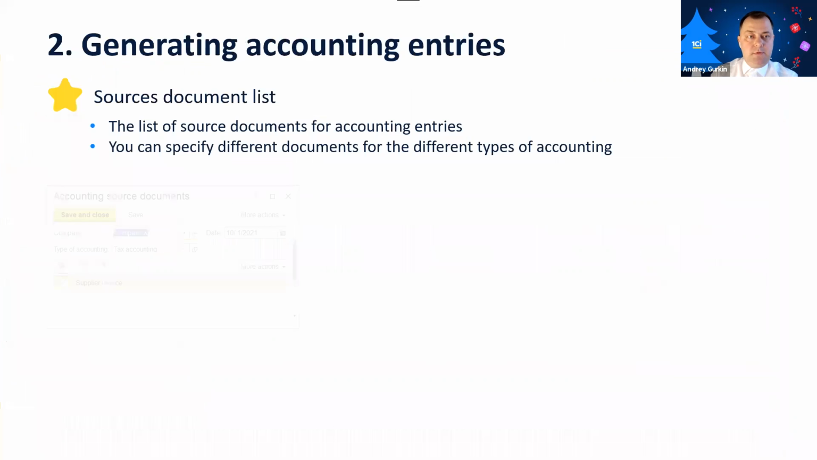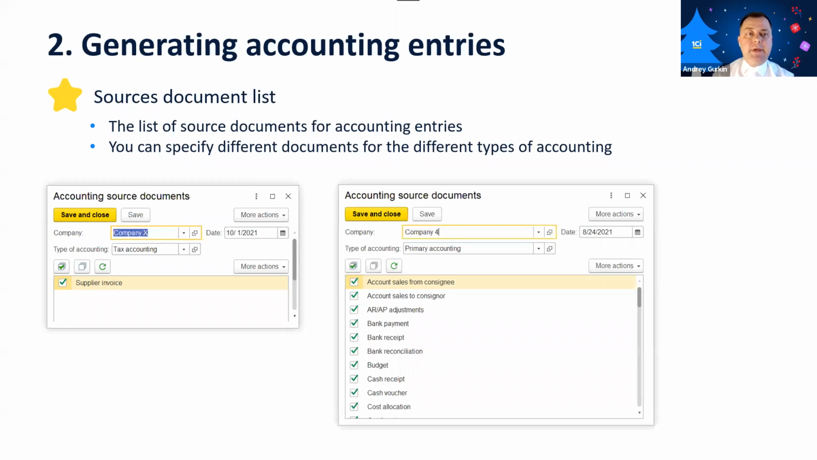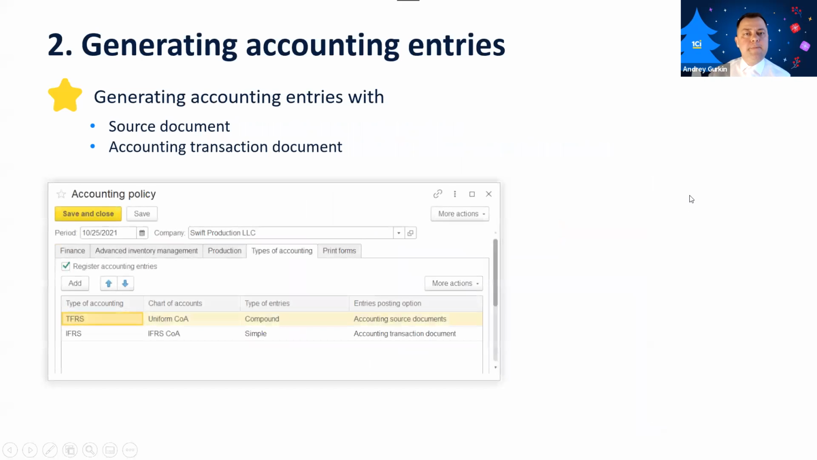So let's go further. We can specify a source document list for each type of account. Here you can see two examples. For one company and one type of accounting, it could be one type of document; for another type of accounting for the same company, it could be another list of documents. So as I mentioned before, we have no limits.